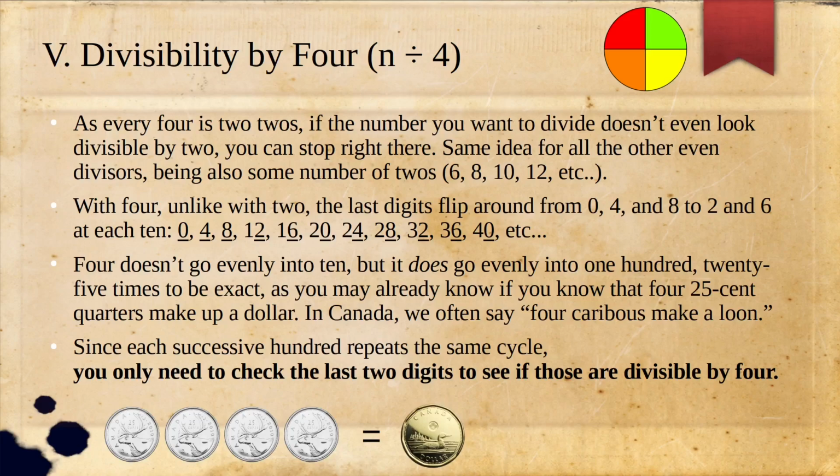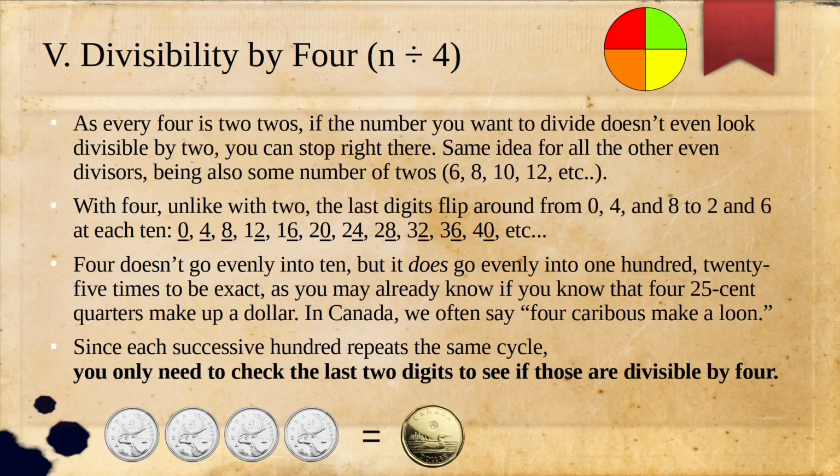First off, every 4 is 2 2s, so if it's not even divisible by 2, you can forget about it being divisible by 4, and this goes for all other even divisors because they are also some number of 2s, so this applies to dividing by 6, 8, 10, 12, etc.